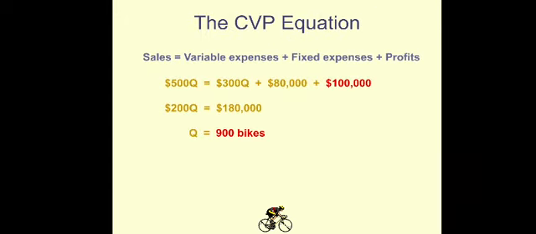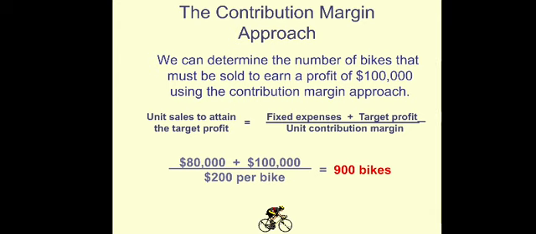Another one is, if the question asks you how many dollars of sales the business has to make to achieve the $100,000 profit, to calculate that it is easy. You take the 900 bikes times $500. $500 is the price for one bike. So you will get a number. That number shows how many dollars of sales the company has to make to achieve $100,000 of profit. So this is another way to calculate the target profit quantity.